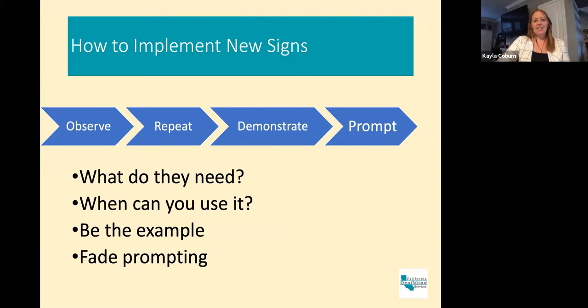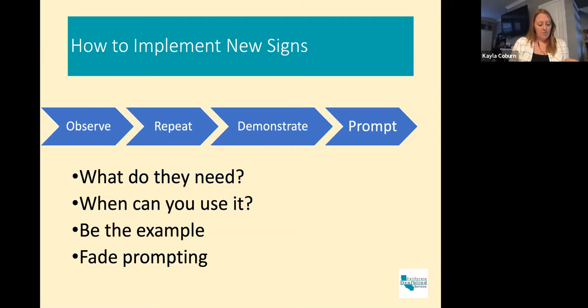And then next is to demonstrate. Make sure that you're demonstrating how the sign goes, however they need to understand it. If you need to do it in their hands to show them, do some hand under hand prompting, or just a visual of you doing it, whatever is the best way for them to receive that information, you've got to demonstrate it. And then prompt. Then we're going to talk about the different kinds of prompting.